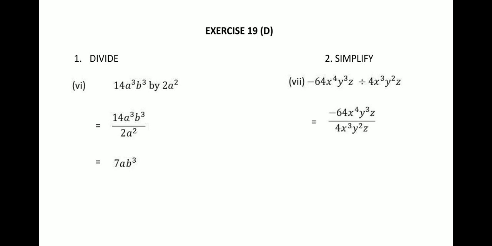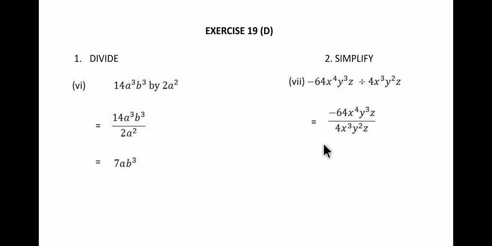So you'll get minus 64 x to the power 4 y cubed z divided by 4x cubed y squared z. So 4 can divide 64 how many times? 16 times. x cubed will divide x to the power 4 how many times? Just subtract the powers: 4 minus 3 is 1, so you'll get x. Y cubed and y squared, when you divide, you'll get 3 minus 2, that is y. And both z's will be cancelled: z to the power 1 minus 1 gives you 0.